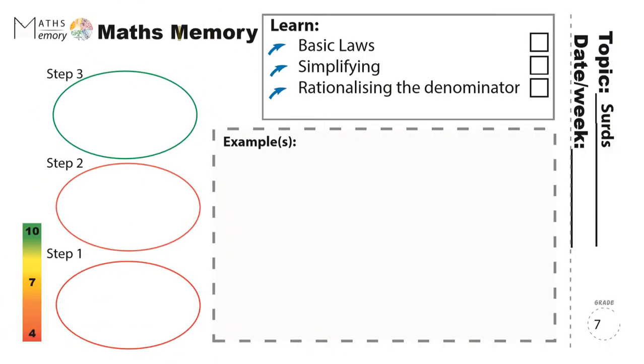Here's the first side of your revision card. So let's kick off with our 3 key objectives. We're going to learn during this video the basic laws of surds. Number 1, how do we learn the basic laws, just like indices, so we can actually do the harder examples?